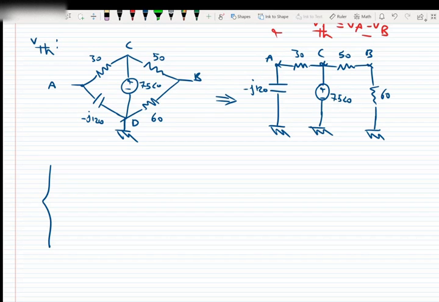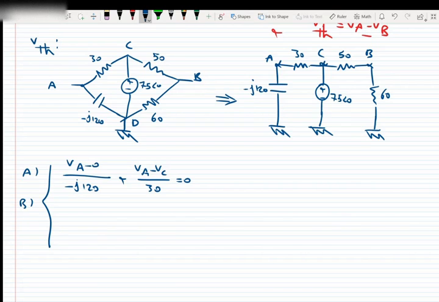So we can simply say VA minus 0 over negative J120 plus VA minus VC over 30 is equal to 0. This one is node A. For node B, we can say VB minus 0 over 60 plus VB minus VC over 50 is equal to 0.